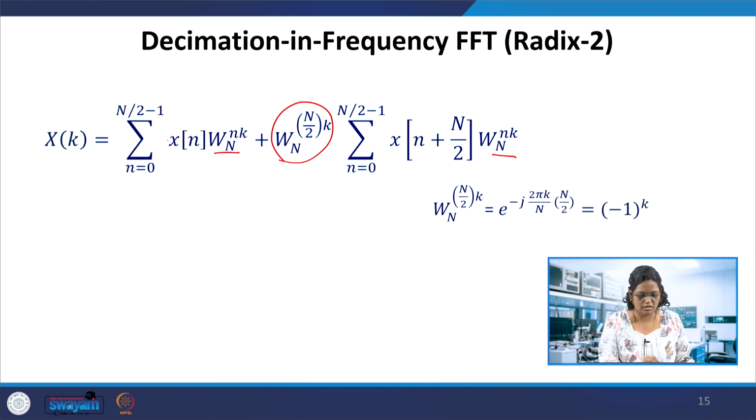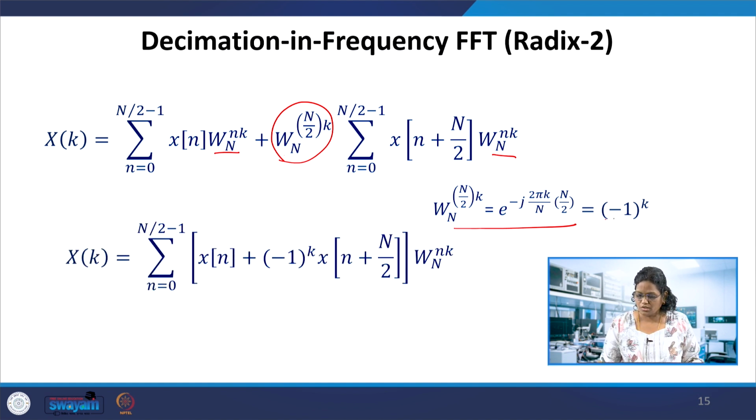So first N by 2 minus 1 samples, and then this corresponds to the next N by 2 samples. So 0, if it is, this is going to be 4, 5, 6, 7. So now e power minus j 2 pi k n into N by 2, this term is now reduced to, see here, e power minus j 2 pi k. Okay, so it depends on k which we are using this term. So it is minus 1 power k.